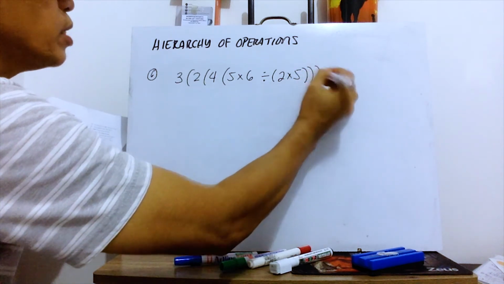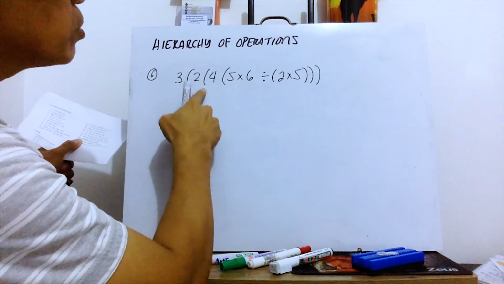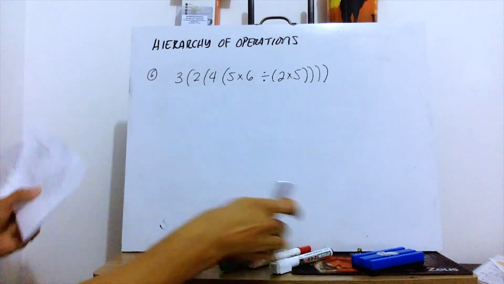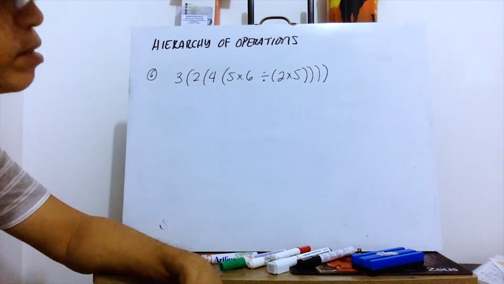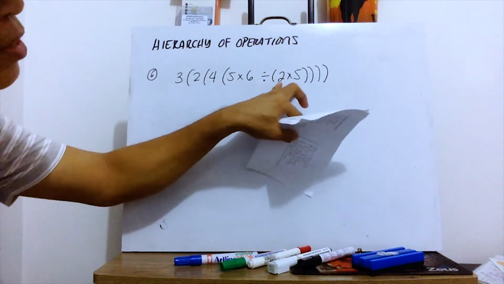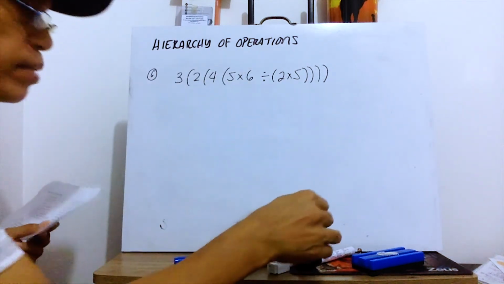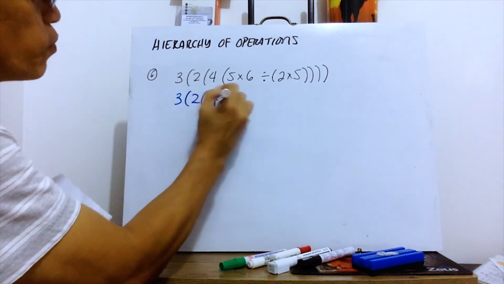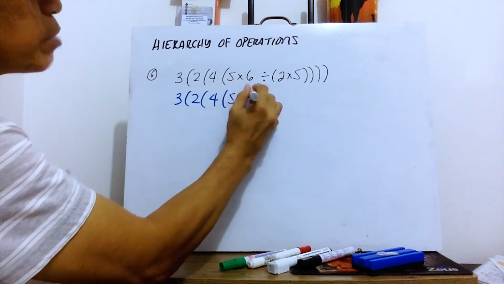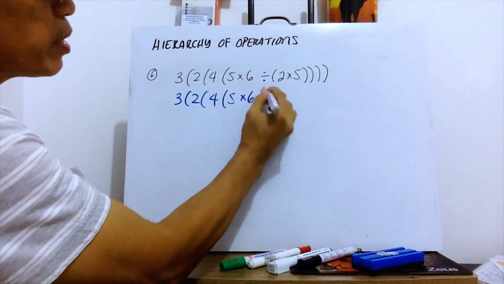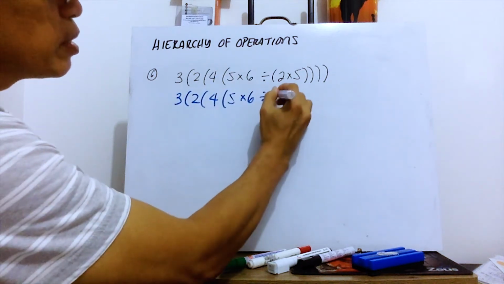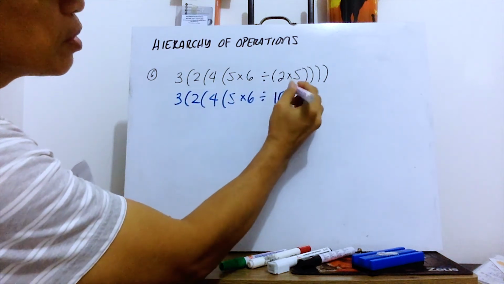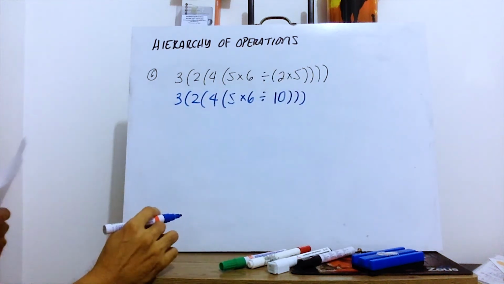So when it's a combination of parentheses, we should do the innermost first. That's the rule. All right. So 3, then 2, then 4, then 5 times 6 divided by 2 times 5 is 10. Okay. So we actually remove these two parenthesis symbols.